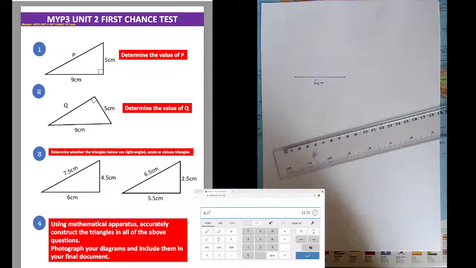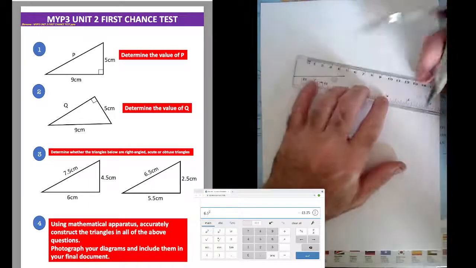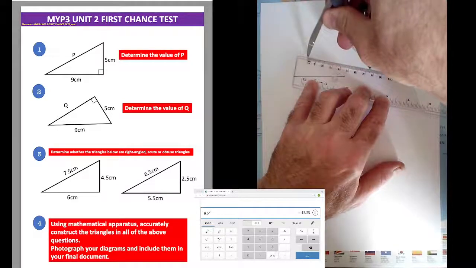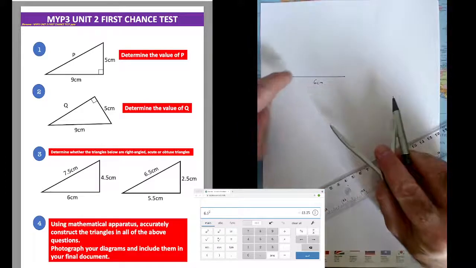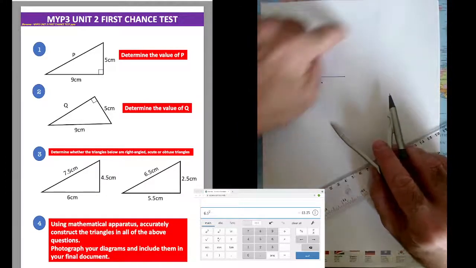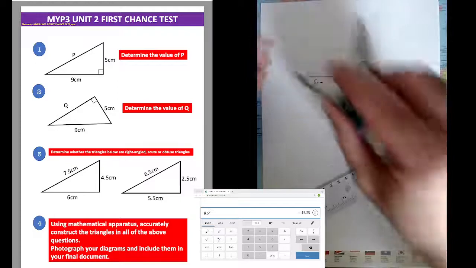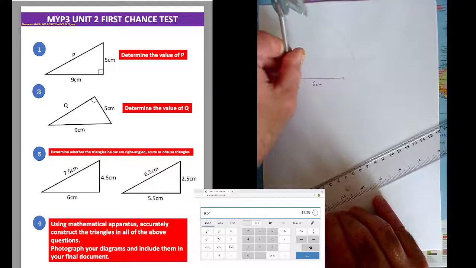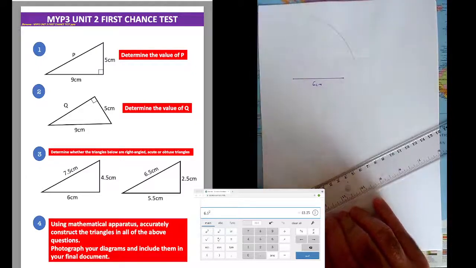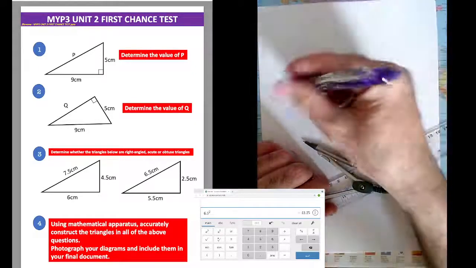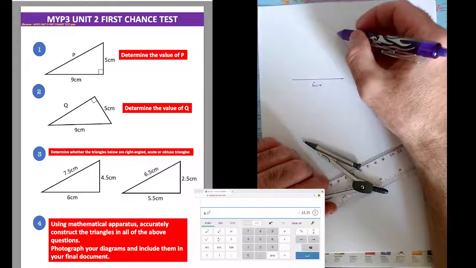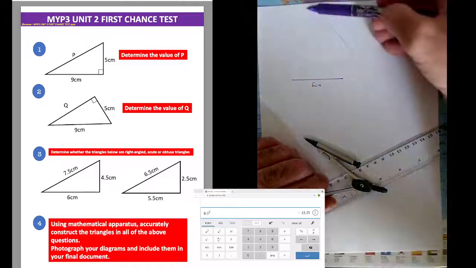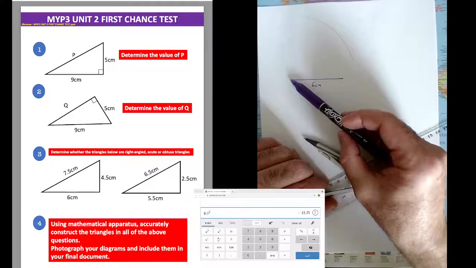Then I'm going to get my compass at 7.5 centimeters for the longest side. So the 7.5 centimeters is from the left end here. So I'm going to get my compass point at the end and draw a 7.5 centimeter arc. So I don't know where the vertex of the triangle has got to go, but I know it's somewhere on that arc, because everywhere on that arc is 7.5 centimeters away from that line.